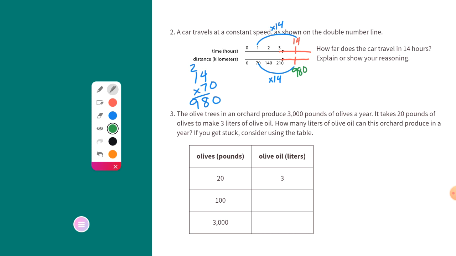Could I have gone from 2 to 14? Yeah. How do I get from 2 to 14? Times 7. Times 7. If I look, I would have had to do 140 times 7, which is really still the same.